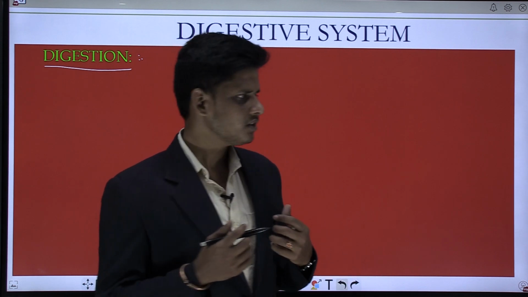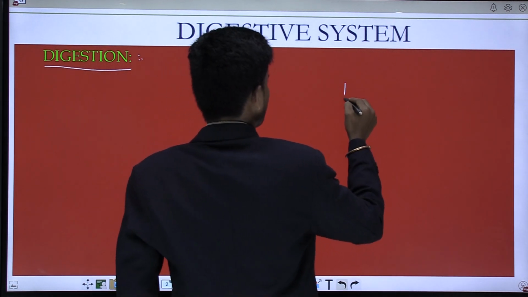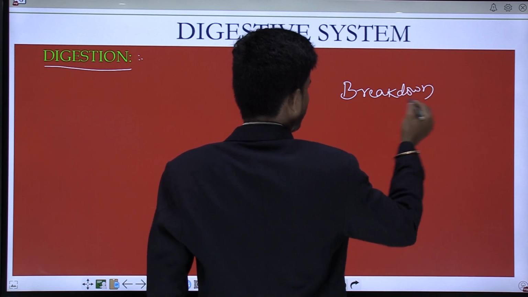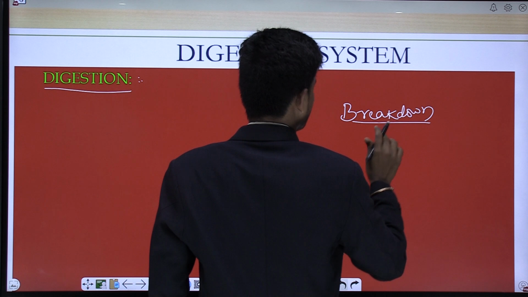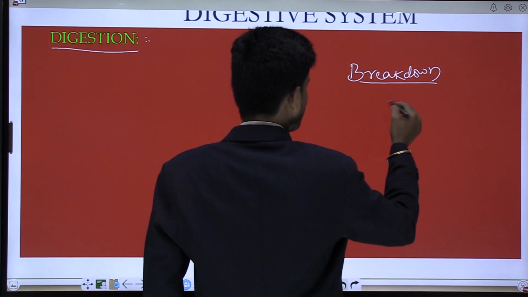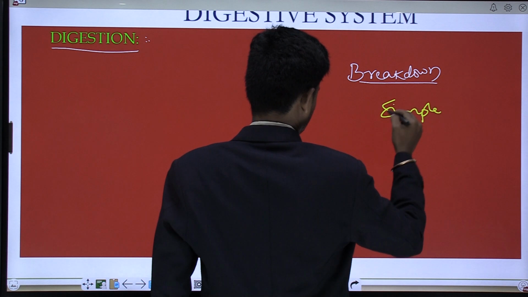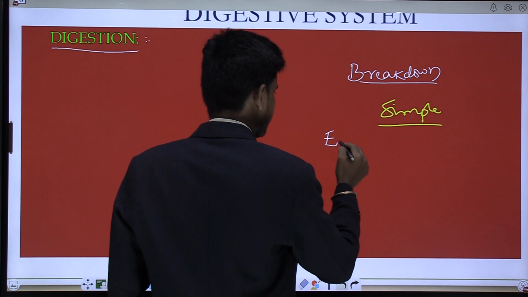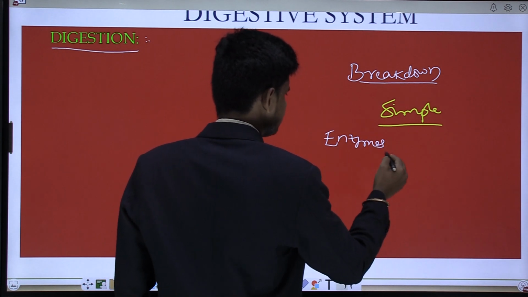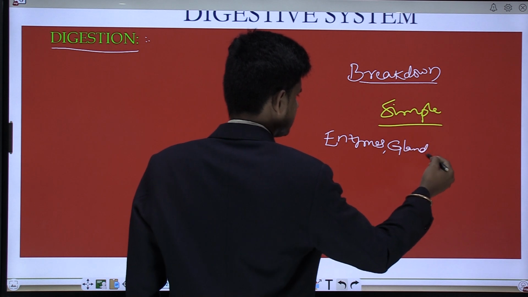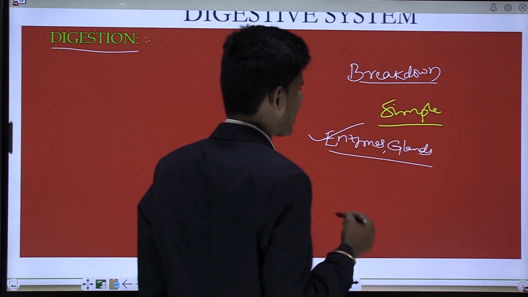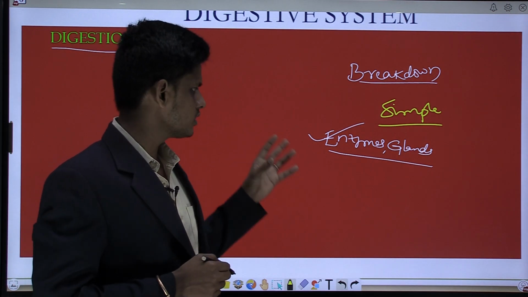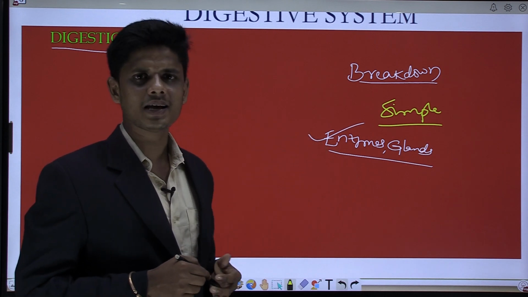Fine. So here digestion means breakdown of the complex food molecules into the simple food molecules in the presence of enzymes and also the glands. The breakdown of the complex food molecules into the simple food molecules in the presence of enzymes and glands is called digestion.